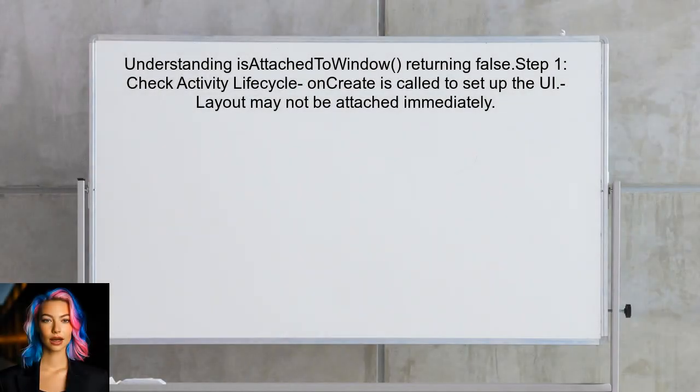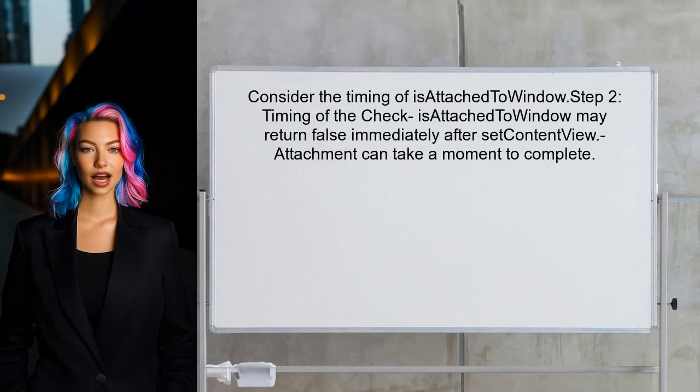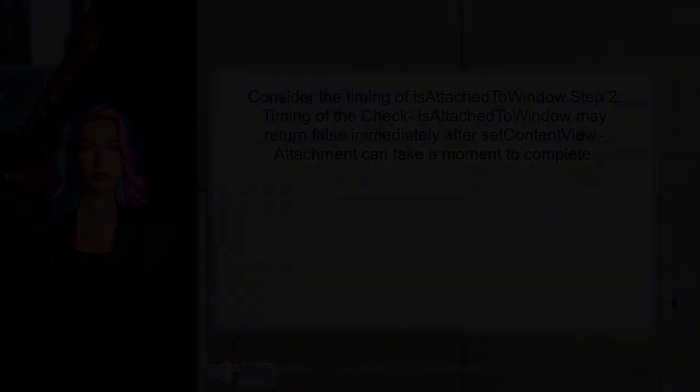To understand why the method isAttachedToWindow returns false, the user should first check the lifecycle of the activity. The onCreate method is where the user sets up the user interface, but the layout may not be attached to the window immediately. Next, the user should consider the timing of when isAttachedToWindow is called. The user is checking this property right after setContentView, but the attachment process may still be ongoing.